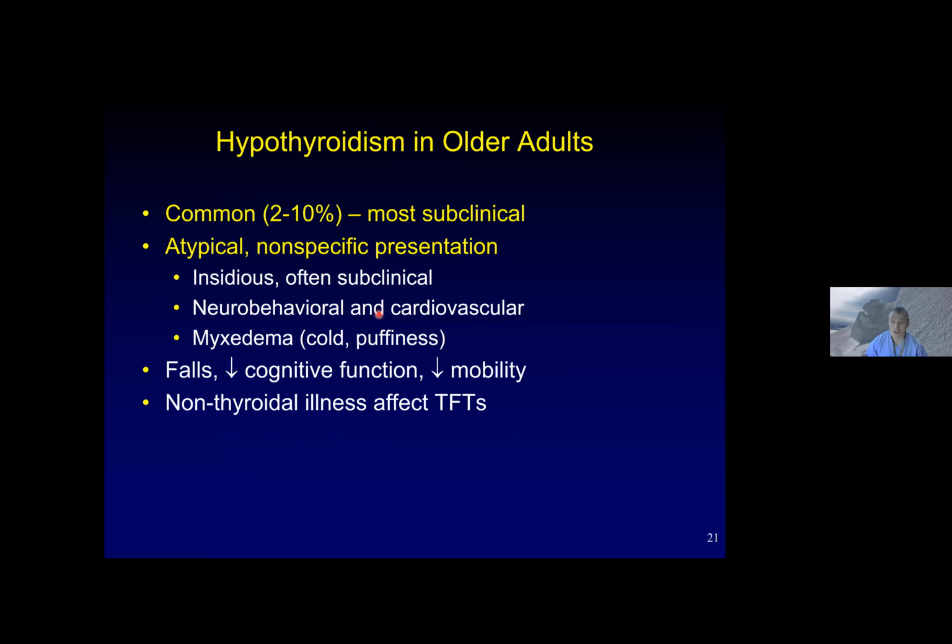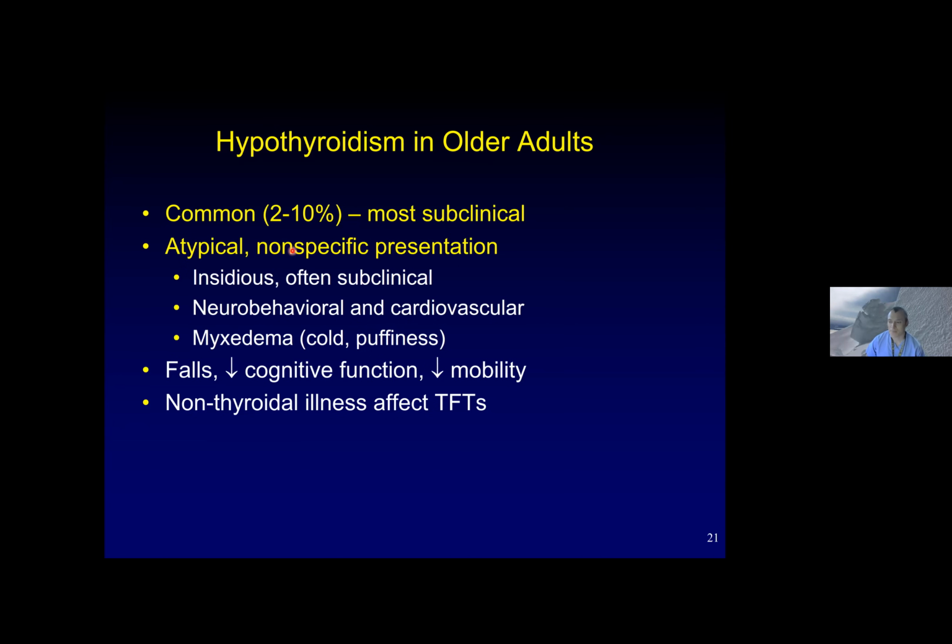Hypothyroidism in older adults is common. The prevalence is somewhere between 2 and 10%, and in most cases is subclinical. And subclinical may be a misnomer because we really are talking about TSH that is slightly above normal, maybe between 5 and 10, and a normal free T4.